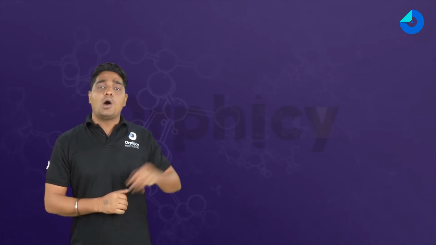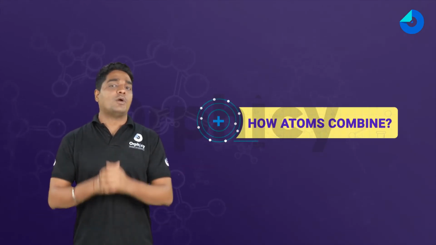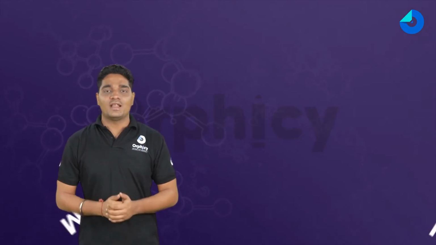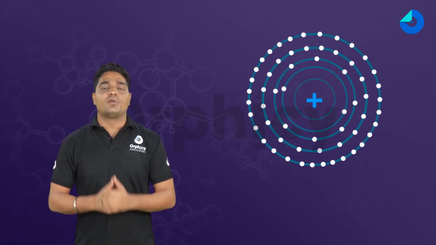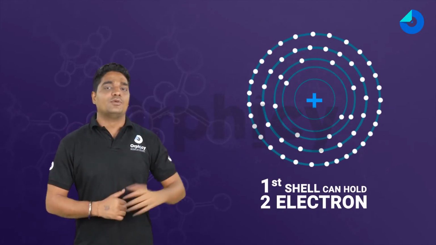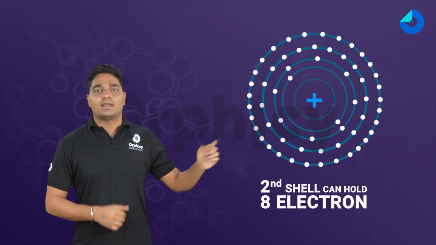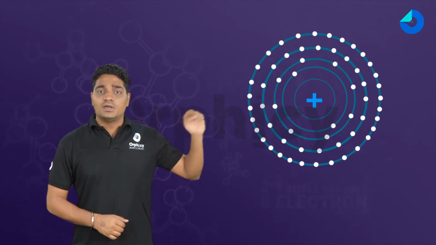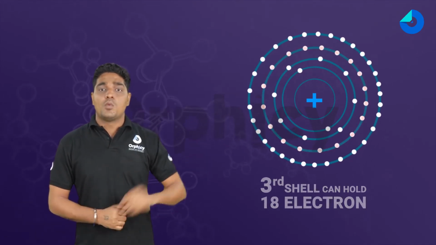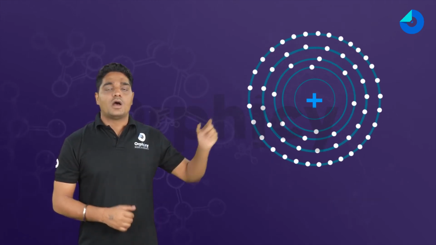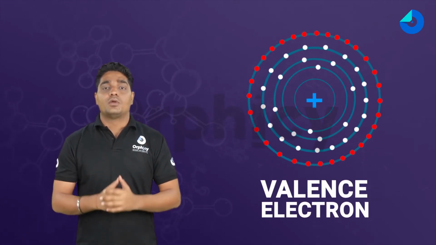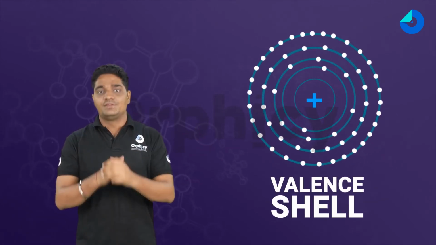Now let me explain how atoms combine together to form a molecule. It is just like different letters getting together to form a word. Actually, electrons keep moving in the shells outside the nucleus, and each shell contains a fixed number of electrons. The first shell can hold 2 electrons. The second shell can hold 8 electrons. The third shell can hold 18 electrons, while the fourth shell can hold up to 32 electrons. The electrons in the outermost shell are called valence electrons, and the outermost shell is called the valence shell.